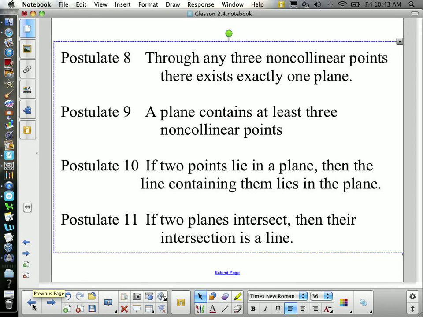Finally, if two planes intersect, their intersection is a line. And we can see that all over the place. If you consider the wall over here a plane, and this wall in front here, also a plane. When they intersect right here in the seam, right? And that would be a line, wouldn't it? It's not a point. It's a line. Or the plane of the ceiling and the plane of the wall. Again, you can see along that edge where they intersect, that's a line.